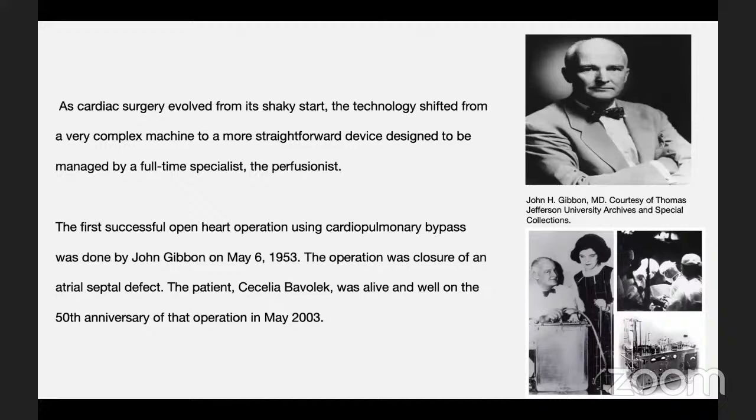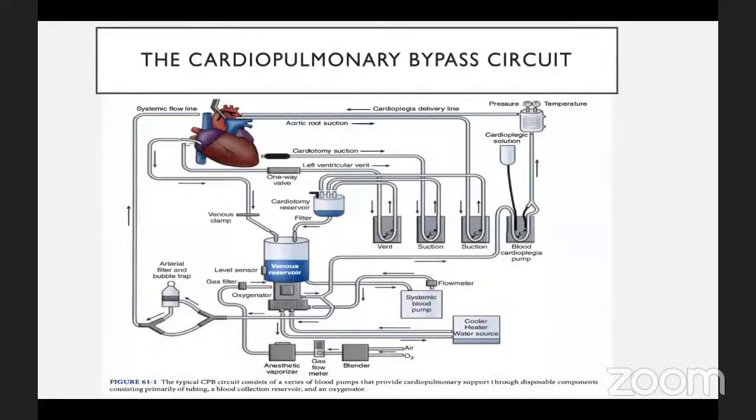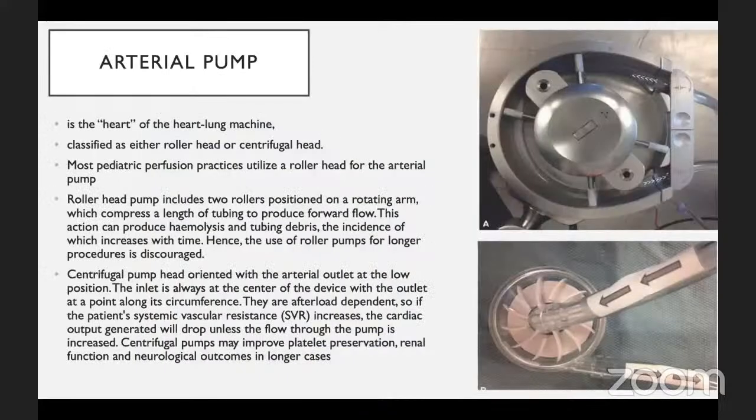So if you could progress to the next slide, roller pump. Yeah, this is the basic setup of cardiopulmonary bypass. We'll go on to these details. The next, the arterial pump. You should know the difference between these two pumps basically.